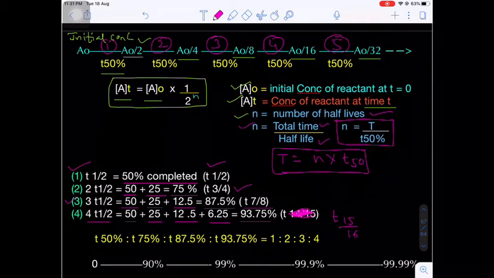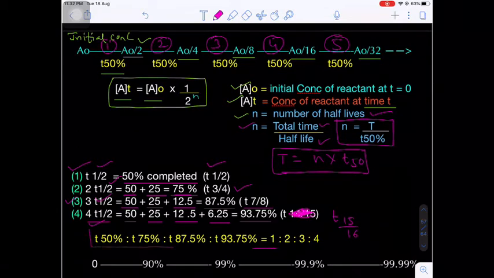So here, the first is T50, the second is T75, the third one will be T87.5, and the fourth one is T93.75. They will be in the ratio of T50, 2 times of the T50, 3 times of the T50, and 4 times of the T50. Nothing but they are in the ratio of 1:2:3:4. This is very important. This is only for first order kinetics.